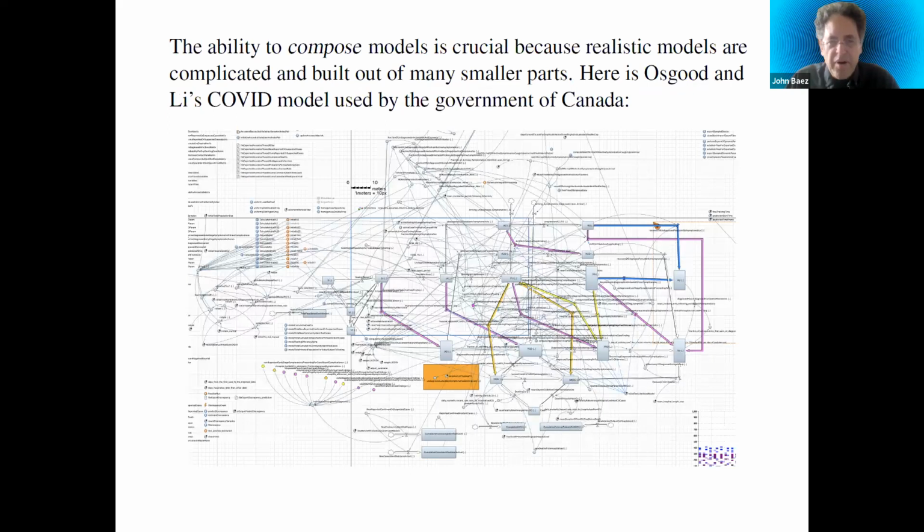Now, the ability to compose models is really crucial because realistic models are huge and complicated and built up out of many smaller parts. So Nate Osgood and Xiaoyan Li were actually brought on board by the government of Canada to help lead their COVID modeling. And after working on it for a while, this is the model they built. This is a page in AnyLogic with zillions of stocks and flows.